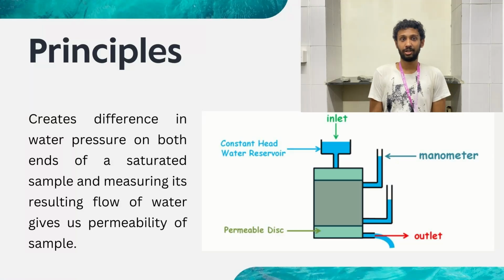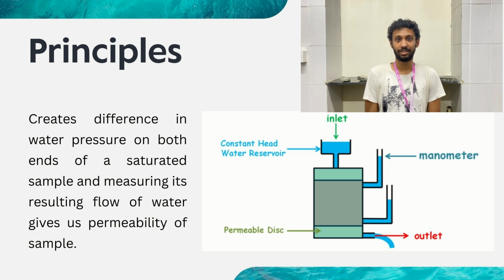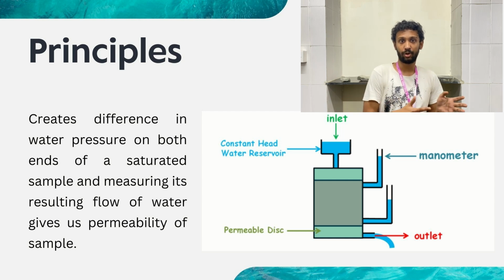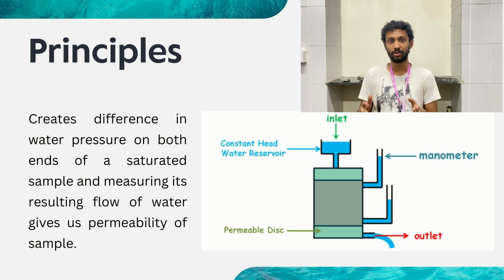So I will be explaining the principle, limitations and the applications of the permeameter. The permeameter works by creating a pressure difference between both ends of the saturated soil sample, and it measures the flow of water through it, by which we can determine the permeability of the soil sample.